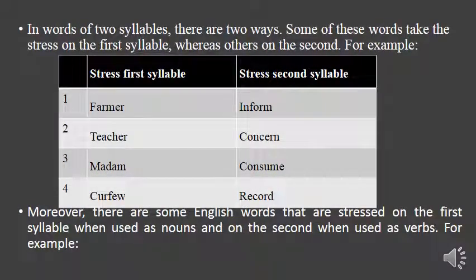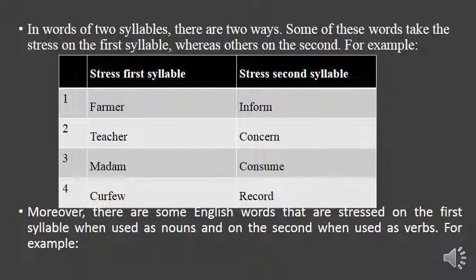In words of 2 syllables, there are 2 ways. Some of these words take the stress on the first syllable, whereas others take it on the second syllable. That is, in a situation whereby a word has 2 syllables, the stress falls either on the first syllable or on the second syllable. Here we can see we have 2 columns. In column 1 we have stressed first syllable, while in column 2 are words with stress on the second syllable.